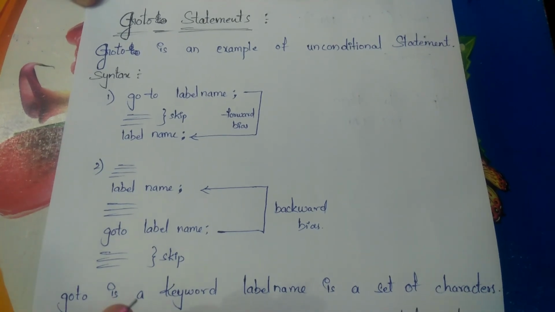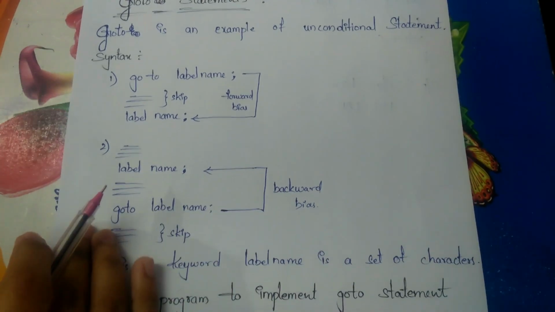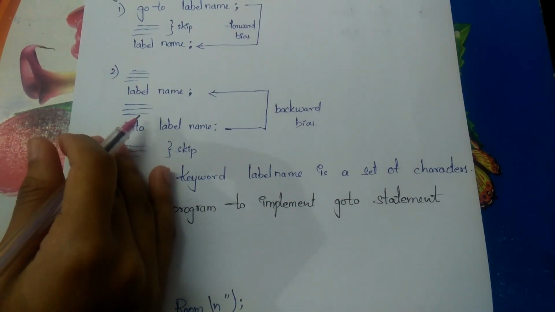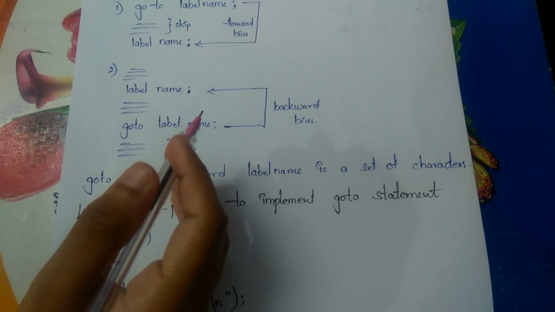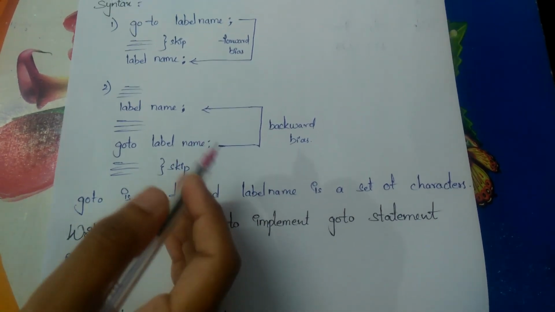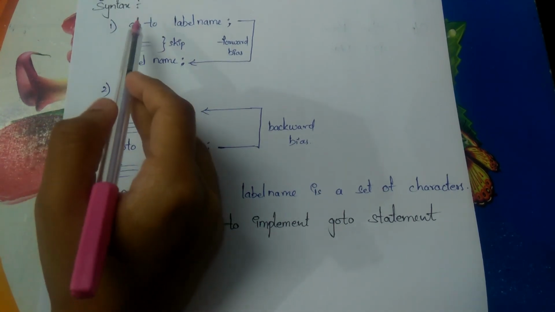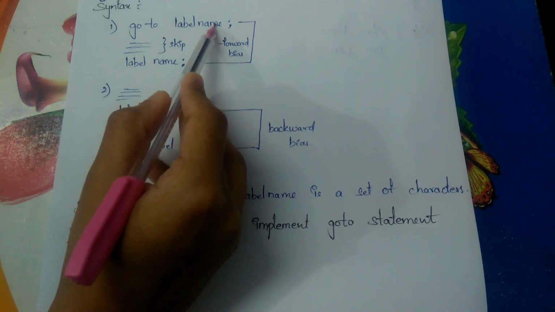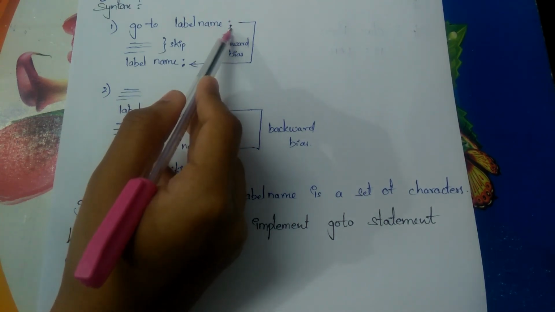Let's discuss the goto statement. goto is an example of an unconditional statement. We don't have any conditions here, but we will have label names. A label name is a set of characters. The first syntax is goto followed by a label name. Some label name will be given here and it will end with a semicolon.